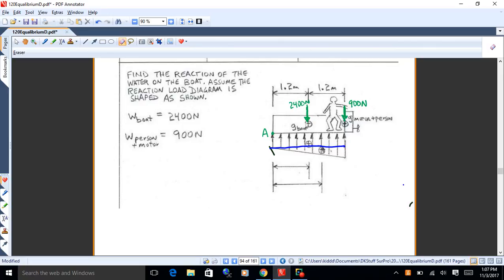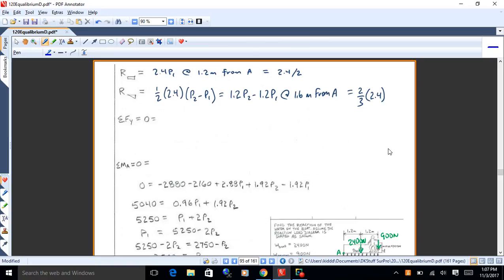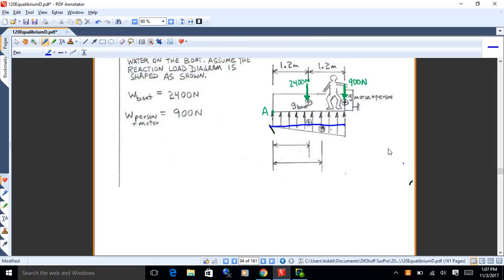Okay, so we got those dimensions in there from A. We got a total length of the thing of 2.4 meters, right? So what we're doing here, we're finding the centroids of the loading diagram, and we've broken it up into two pieces, a rectangle and a triangle. So there'll be upward forces directed through the centroids. There are the loads.